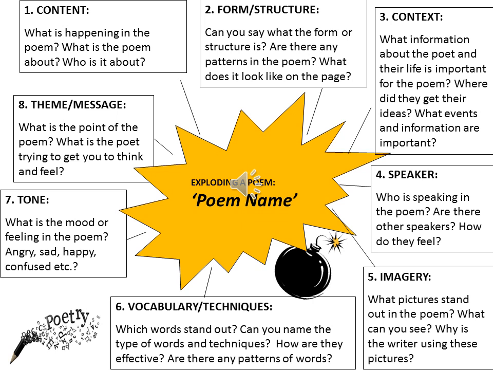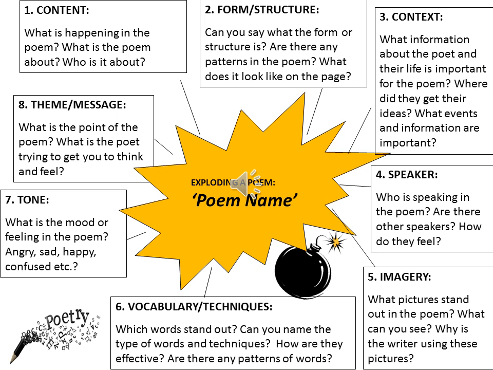The third box is context. So what information about the poet and their life is important for the poem? Where did they get their ideas? What events and information, beliefs are important to them and in influencing their writing of this poem? Number 4 is the speaker. So who is the speaker in the poem? Are there other speakers? Is there just one speaker or are there a few? And how do these speakers feel?